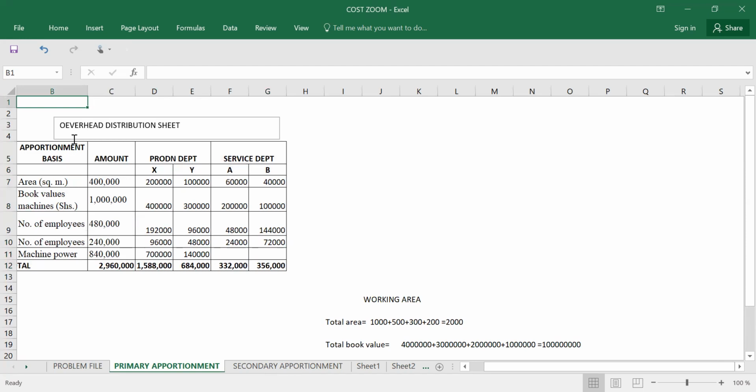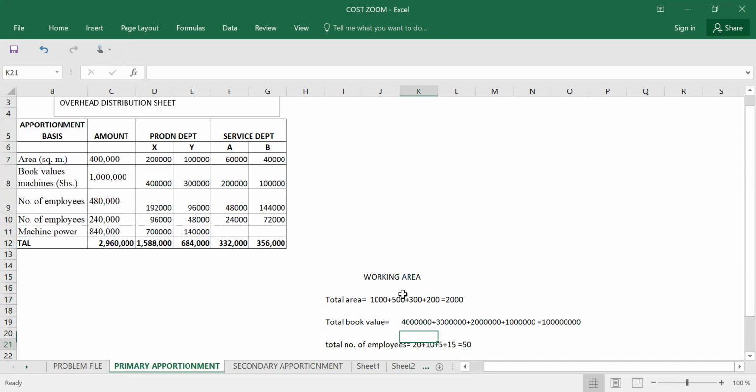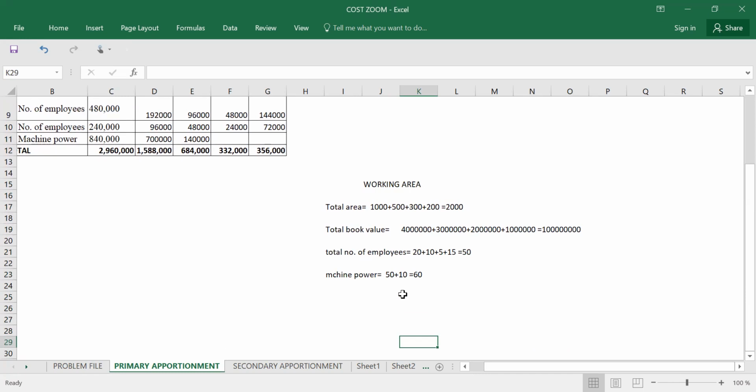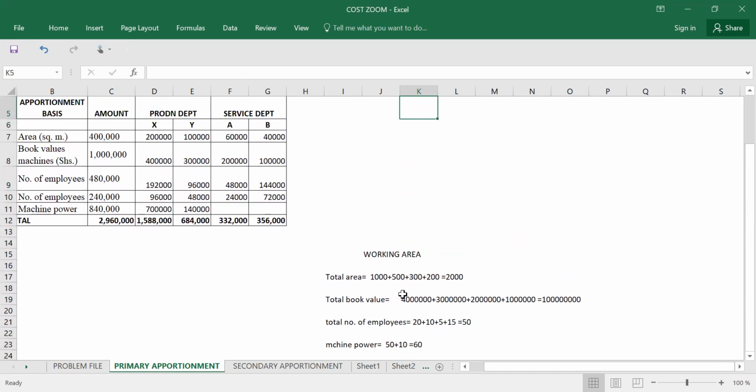We managed to do our overhead apportionment distribution sheet. And this is how we got our costs, of course, from the formulas up there. When I click into the figures, you see what we're doing. So this was our working area. See how we came to get those: the total area, total book value, number of employees, and machine hours. So that was the basis of apportioning these total costs.